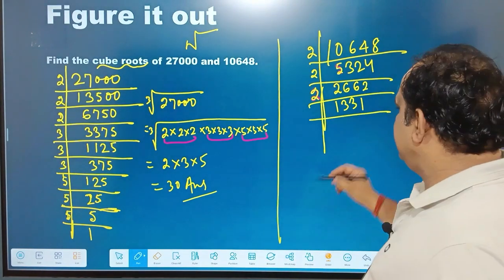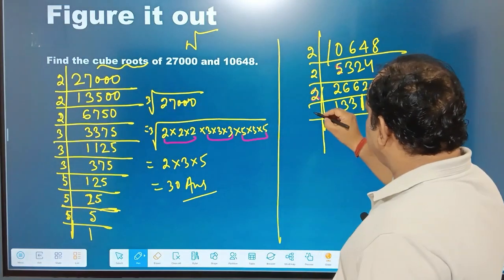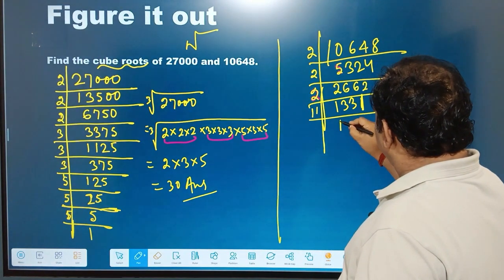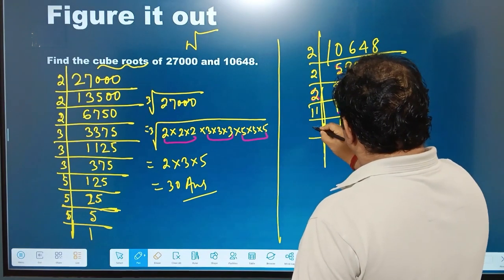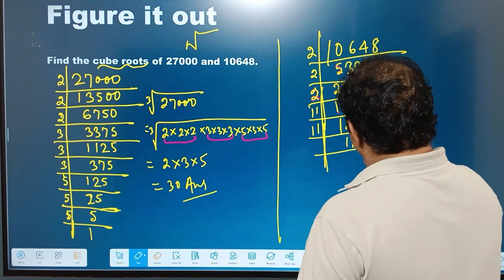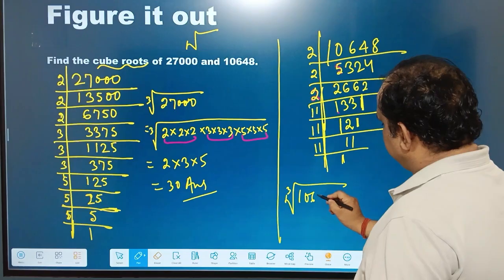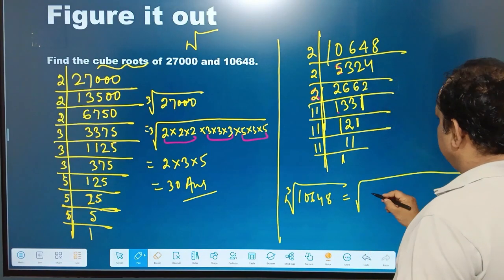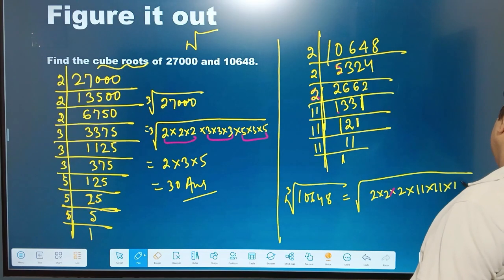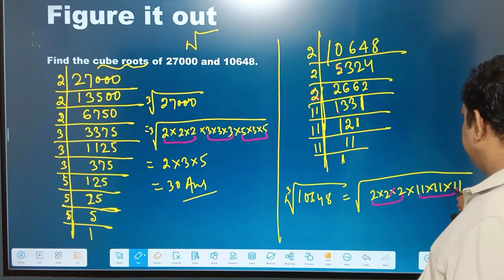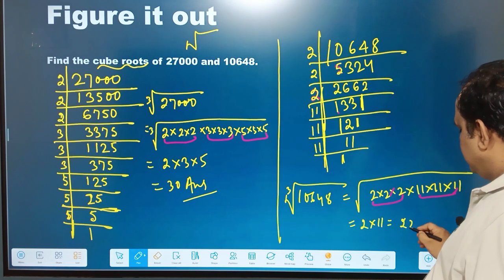We know that for a cube, if the number is ending with 1, it will start with either 1 or 11. So we can jump to 11. So 11 1 is 11, 11 2s are 22, and balance 1 again. Again if you do 11, it's 11. Again if you do 11, it is 1. So cube root of 10648 is equal to how much? 2 into 2 into 2, and then 11 into 11 into 11. One triplet and one triplet, two triplets we have. So it will come out, so it will be 2 into 11. It means 22 is the answer.